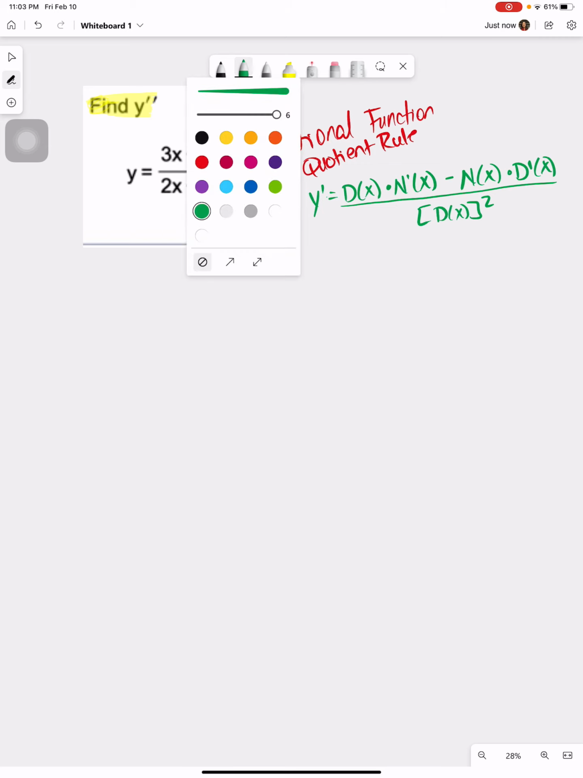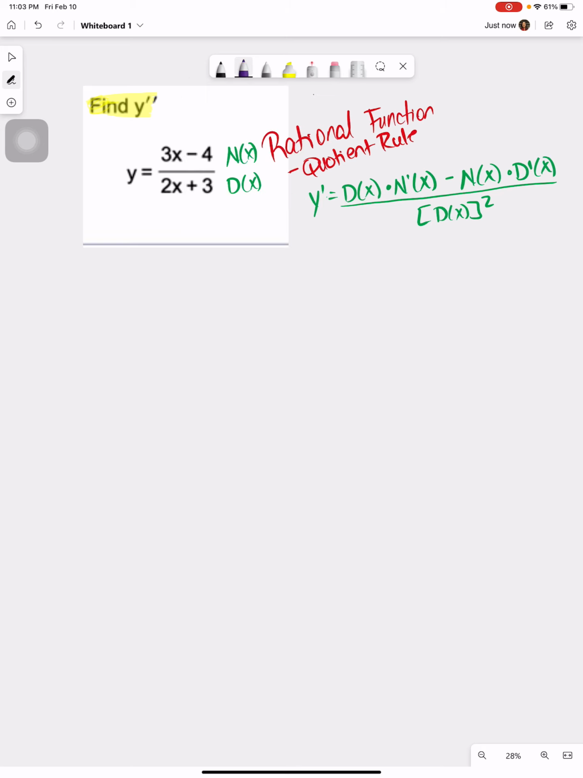So let's do that. I will color coordinate this for you. We will use purple to find the first derivative. So the first derivative will be the bottom, which is my d of x, that 2x plus 3, times the derivative of the top, which is 3, minus the top, times the derivative of the bottom, all over that bottom squared. So technically that is my answer. That is the derivative there.